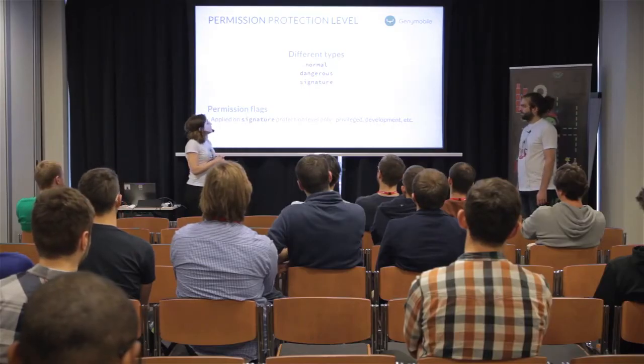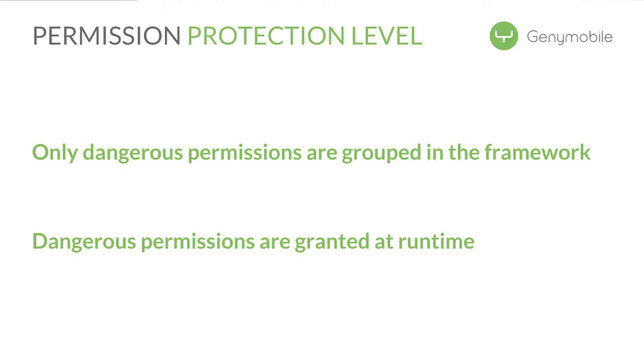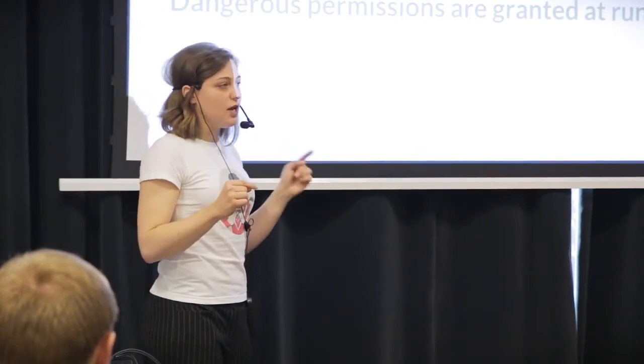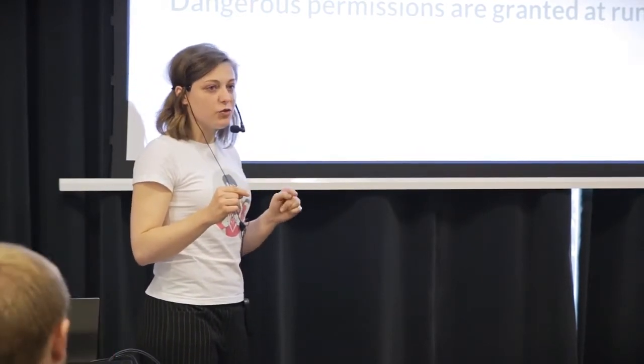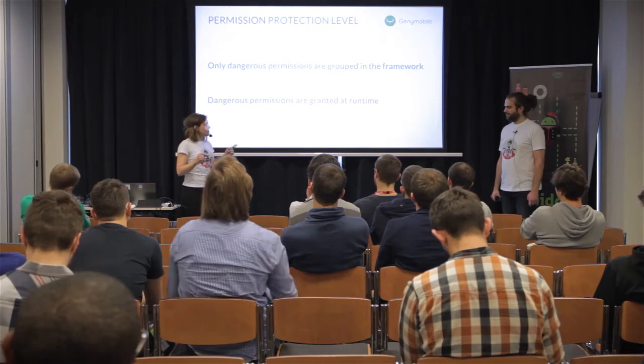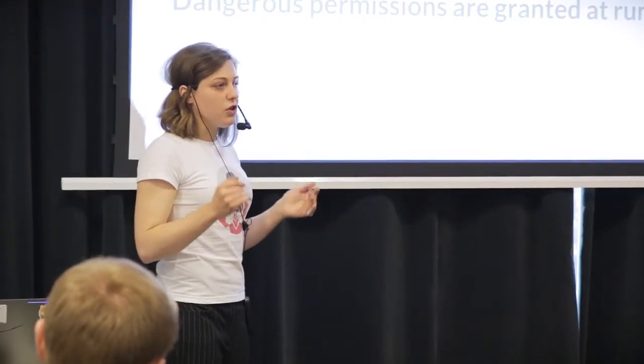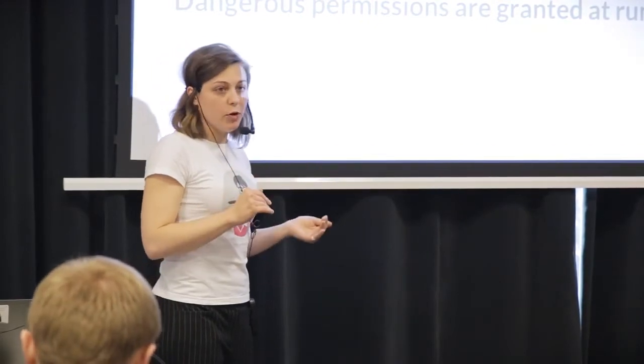But what is very important is that in the system, in all the framework of Android, only the dangerous permissions are in permission groups. And what's important in Marshmallow is that all the permissions with a dangerous protection level are prompted and granted at runtime. The rest of the permissions are granted at install time, like in Lollipop.